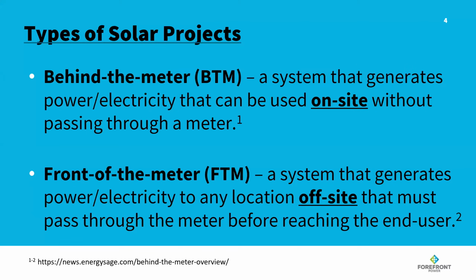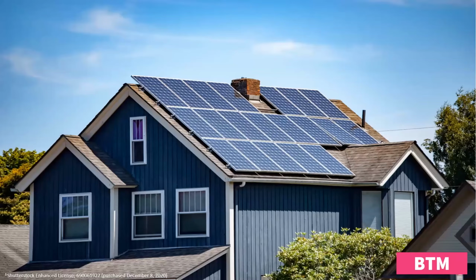A behind the meter project is a system that generates power or electricity that can be used on site. That's your key word there, on site, without passing through a meter. Front of the meter, or FTM, is a system that generates power or electricity to any location off-site that must pass through the meter before reaching you, the end user.